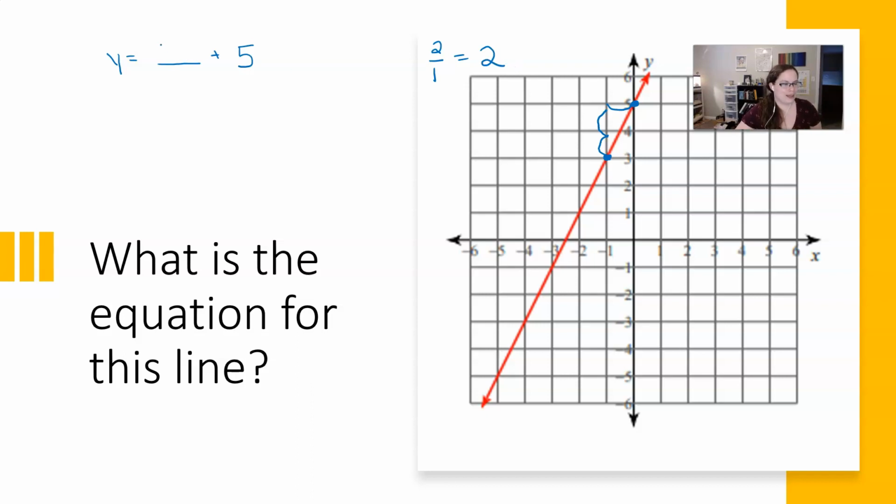So I'm going to put that in this first spot, and it's 2x. Don't forget the x, or else it doesn't make a line anymore. So for this line, my equation is y equals 2x plus 5. Let's do one more as a practice.